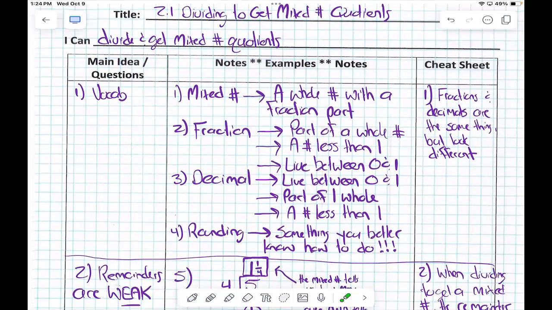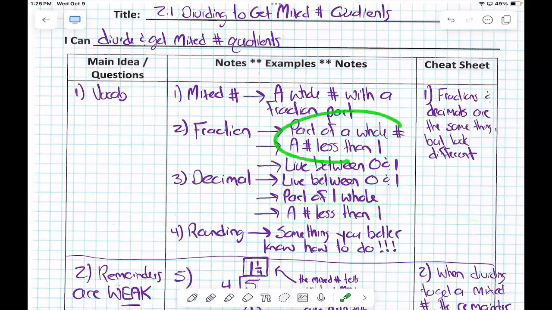A mixed number is a whole number with a fraction part. So mixed number: whole number 2, fraction 1/2. Is that a mixed number? Yes. Okay, good. Fraction: part of a whole number, less than 1, lives between 0 and 1.